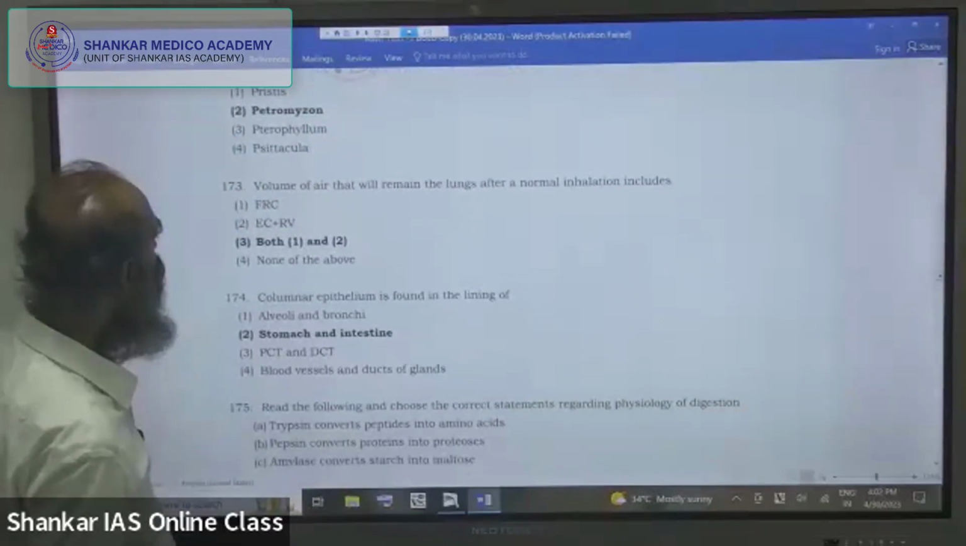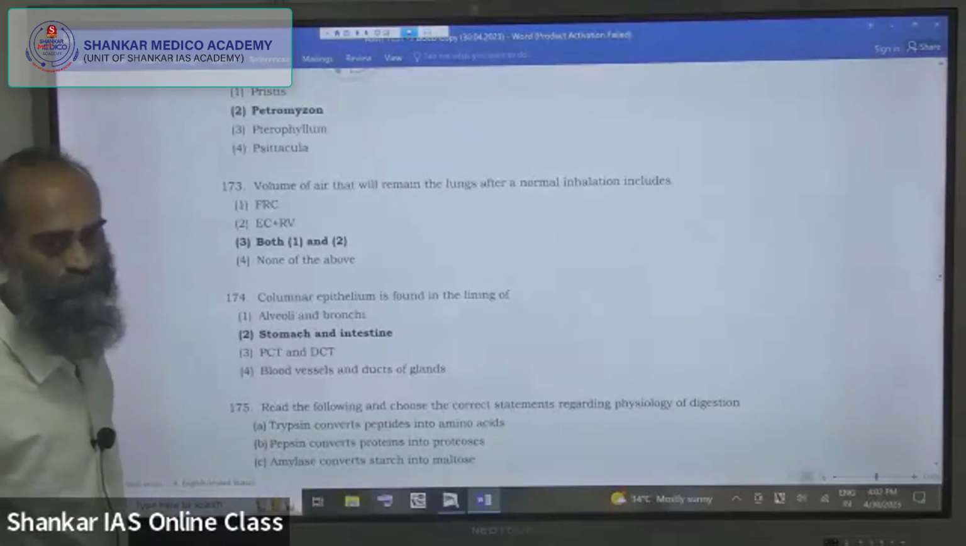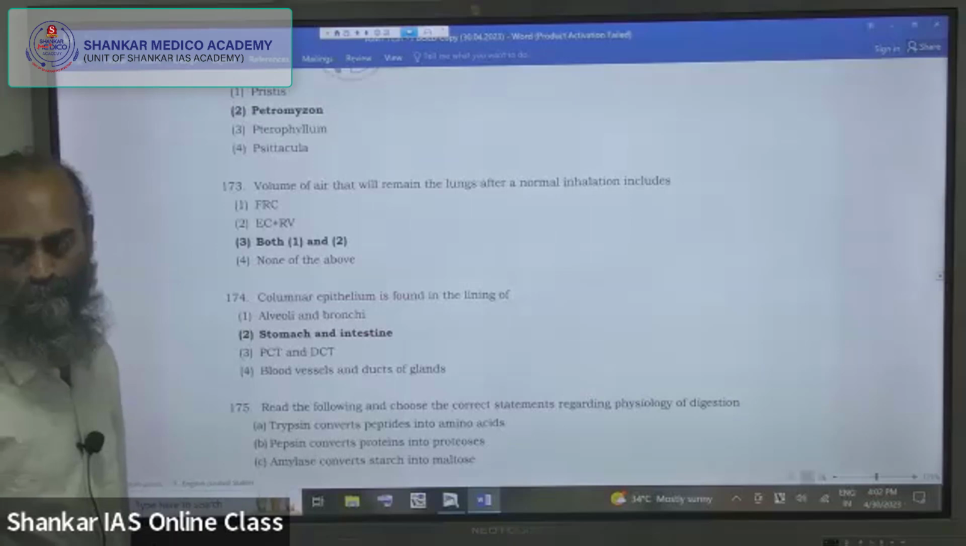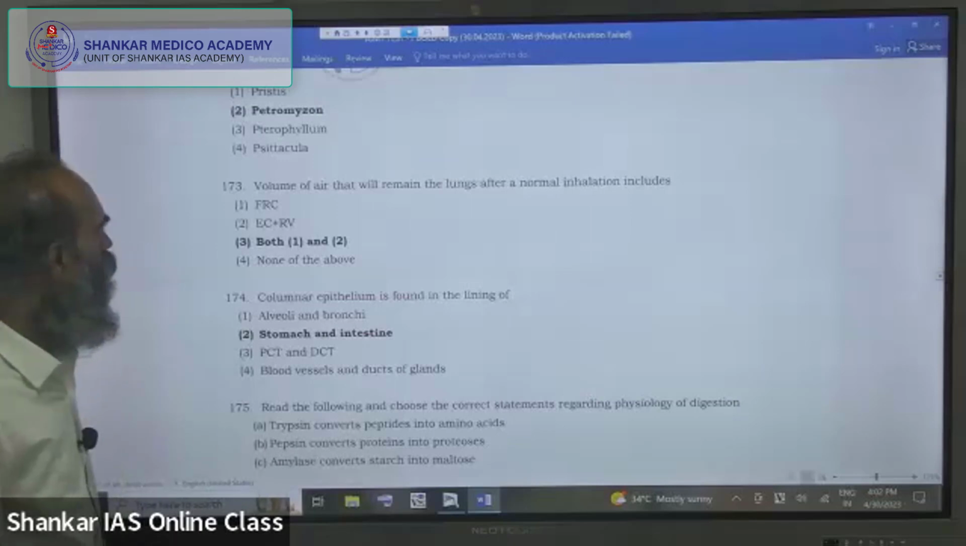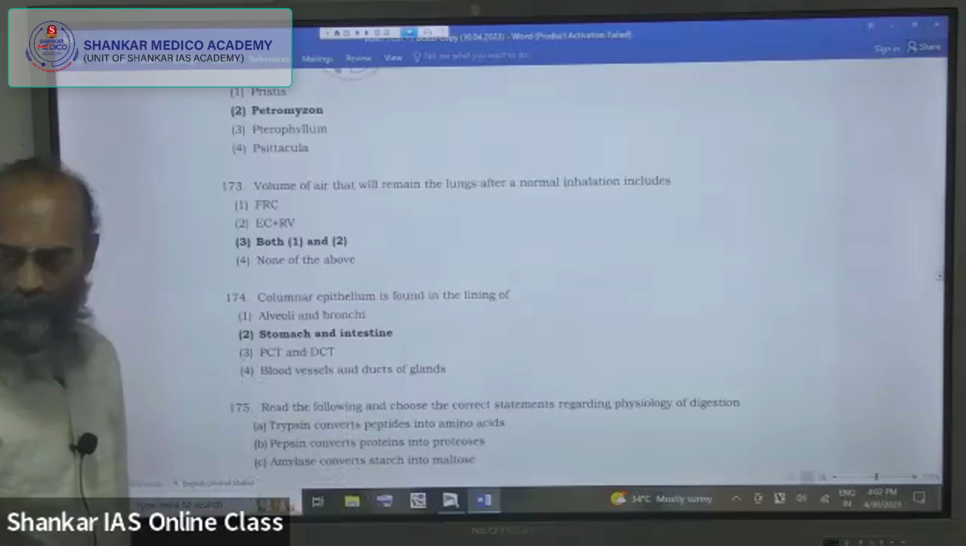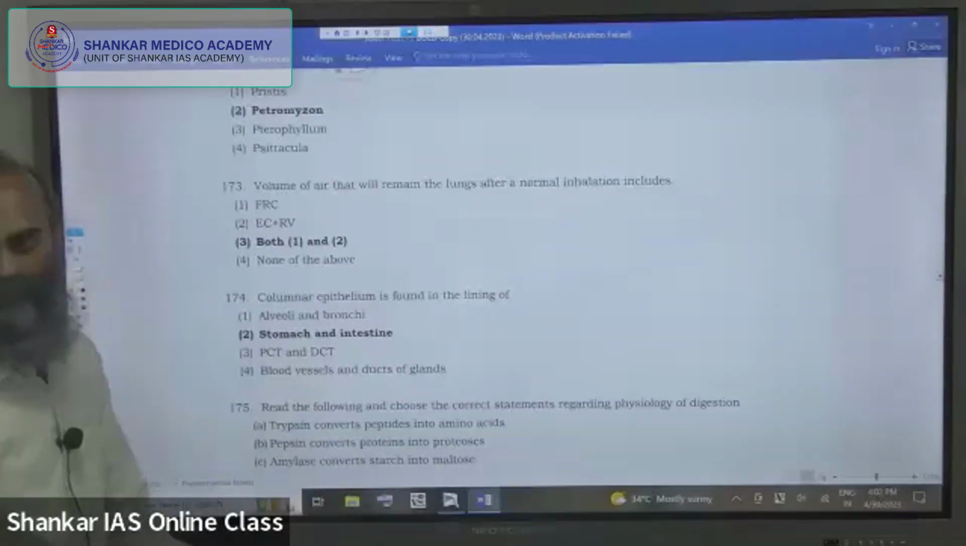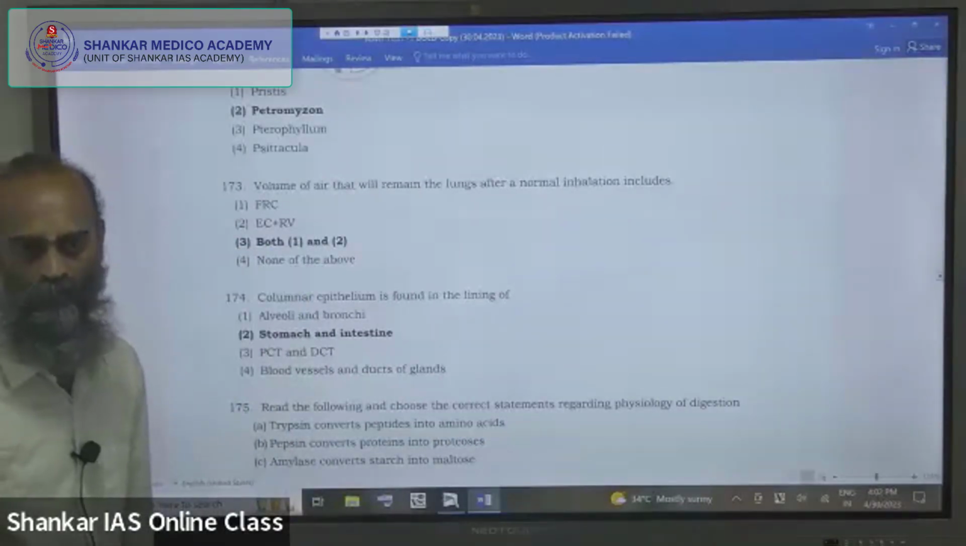Volume of air that will remain in the lungs after the normal inhalation includes functional residual capacity and expiratory capacity plus RV. What is that? Functional residual capacity. Then both 1 and 2 are correct, no? Got it?